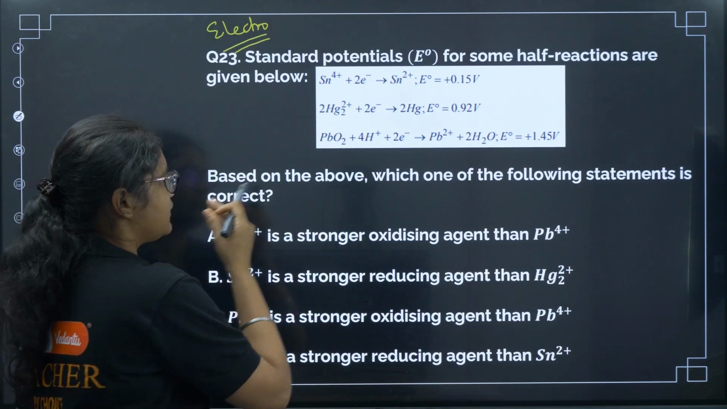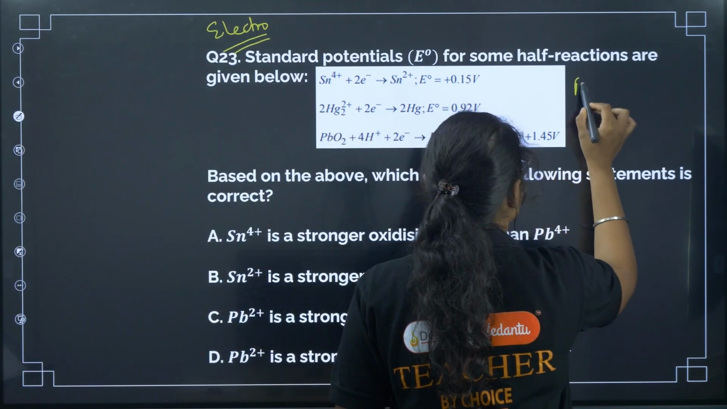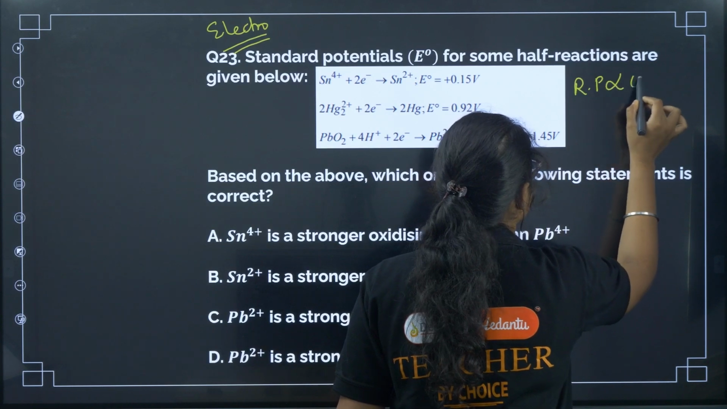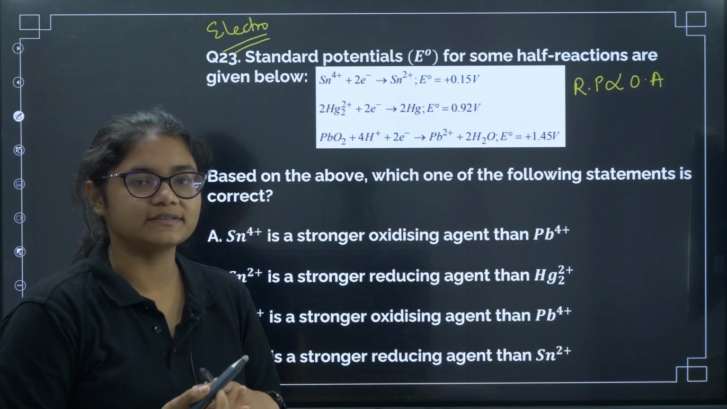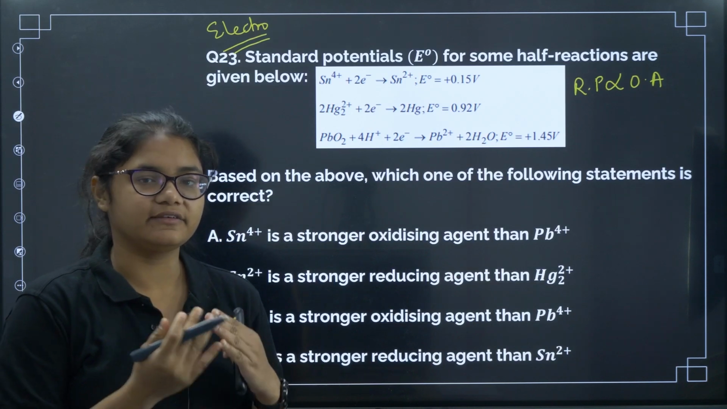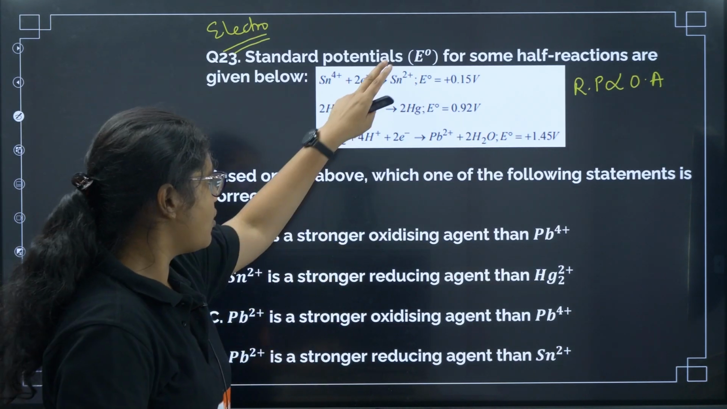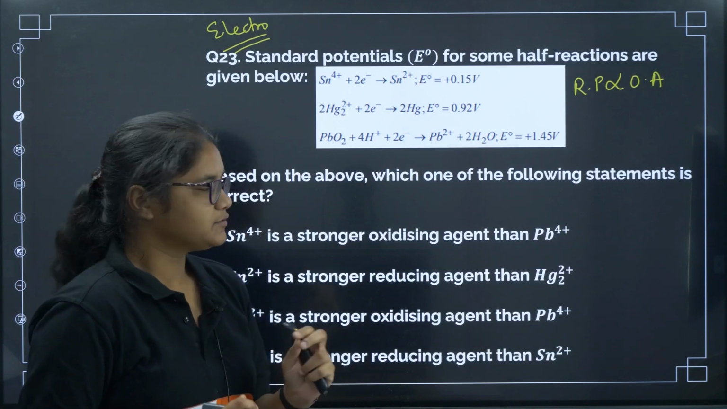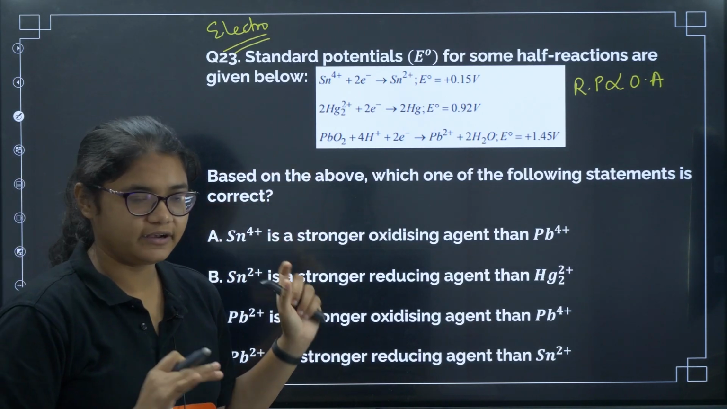Now if you see, the reduction potentials are given, right? And we know reduction potential is proportional to the oxidizing power, or I can say oxidizing agent. Okay, how to decide whether it is a good oxidizing agent or a bad oxidizing agent? It depends on the reduction potential. So all the reduction potentials are given. So we can find their oxidizing power or oxidizing agent.